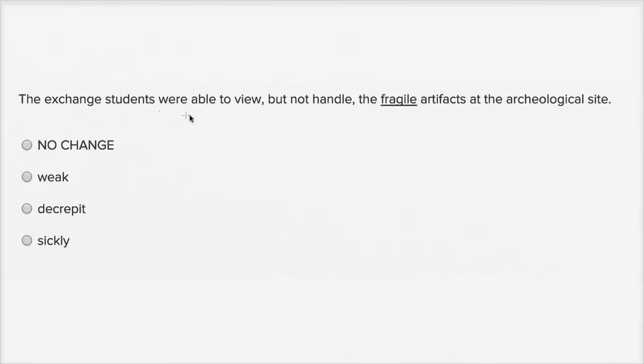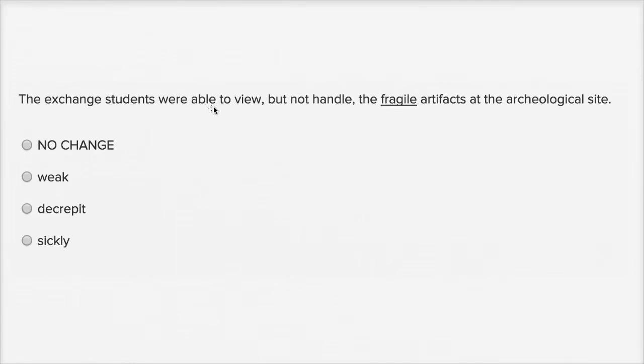The exchange students were able to view but not handle the fragile artifacts at the archaeological site. So they've underlined fragile, and we need to think, do we not want to change it? Is fragile the right word to use, or do we want to replace it with weak, decrepit, or sickly? So let's think about it. Fragile means something that you can break very easily. So that actually seems to make sense. The students aren't able to handle the artifacts because they're very easy to break. So I could imagine that.